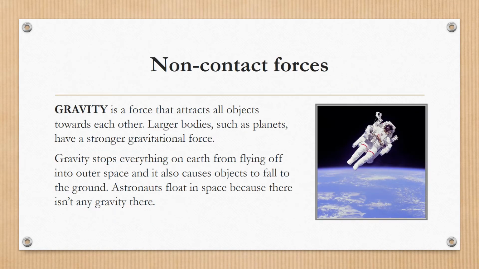Non-contact forces. Gravity is a force that attracts all objects towards each other. Larger bodies, such as planets, have a stronger gravitational force. Gravity stops everything on Earth from flying off into outer space, and it also causes objects to fall to the ground. Astronauts float in space because there isn't any gravity there.